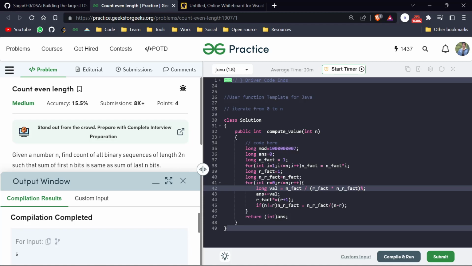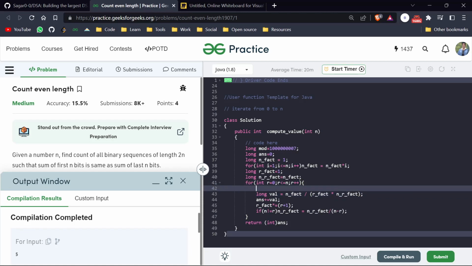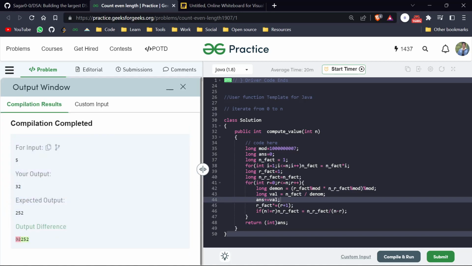So mod, and I think we have to write that separately, denominator. So long denominator, and that will be r factorial mod into n minus r factorial mod, and that will be our denominator, so we can just use it here, denominator. And we know that when we are dividing, we are getting an error, and I don't know why we are getting this wrong answer. So I will just check from 0 to n and from 1 to n. I think we are missing something here. Okay, we will just check.